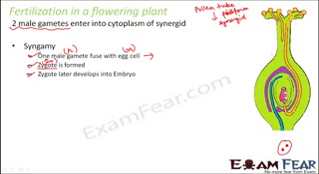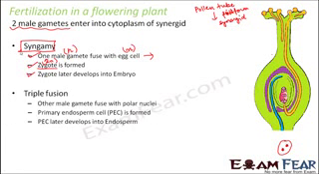So this fusion of the male gamete with the egg cell is known as syngamy. So gamy means marriage or union, and syn means together, synchronization. So that syngamy is the fusion of the male gamete with the egg cell. So that is one thing that happens. What happens to the second male gamete?